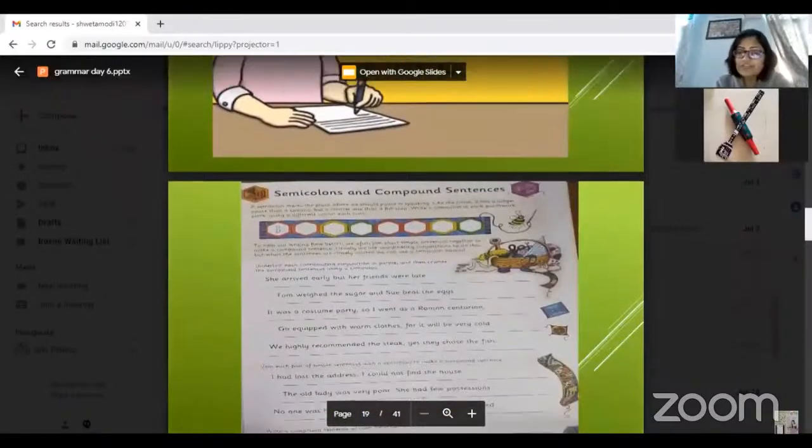Semicolons, as I told you, you just have to remove the fanboys, the coordinating conjunction. So instead of but, you can use this semicolon. Instead of and, you can use this. Whenever you have a compound sentence, if you remove the conjunction, the joining word, you can use this semicolon. Ma'am, after it was a costume party, there is already a comma over there. You will not put the comma. You'll remove the comma and put the semicolon. Okay. Yes.